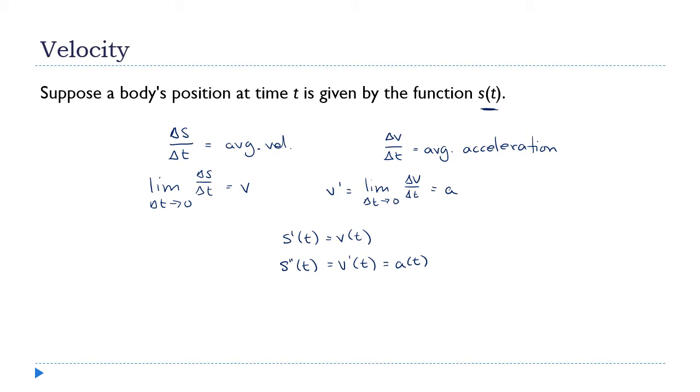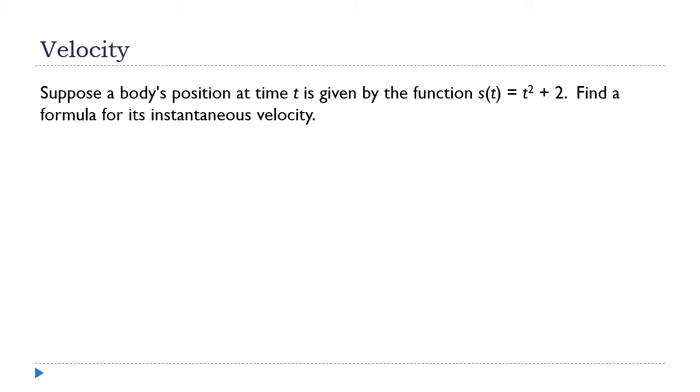So let's see how we can use this, with just a very basic example to start with. Suppose the position is given by the function s of t equals t squared plus 2, and I want a formula for its instantaneous velocity. What we saw on the last slide is that's just the derivative. So I'm going to differentiate both sides. s prime of t is equal to 2t, and that is the velocity.